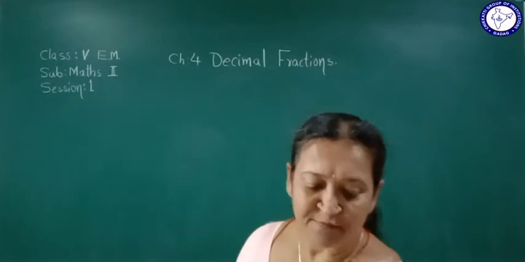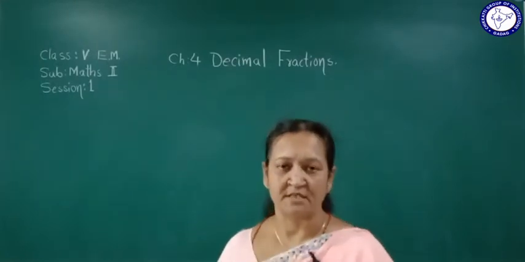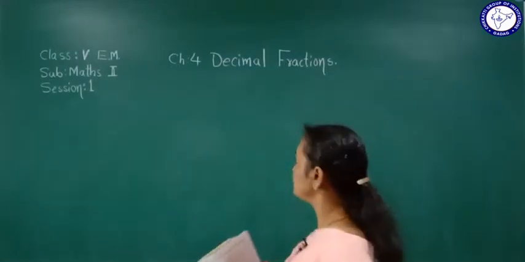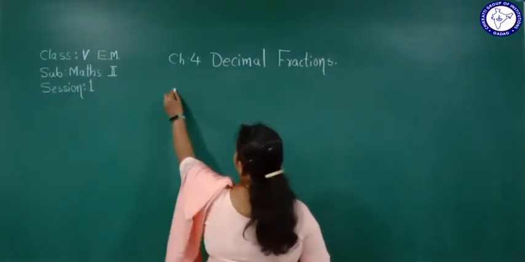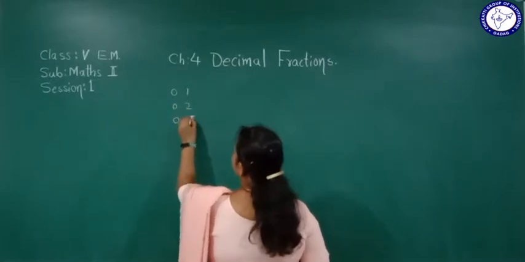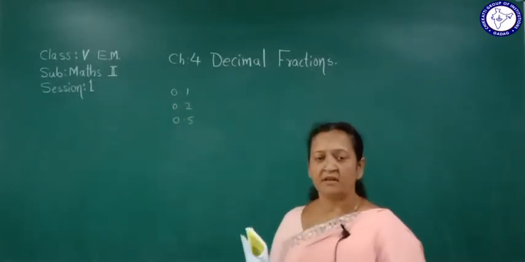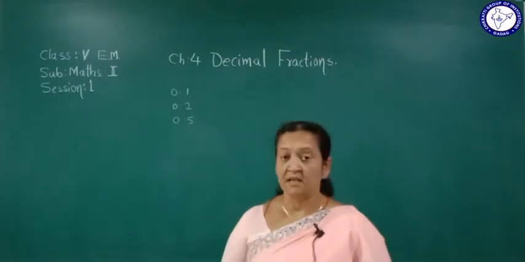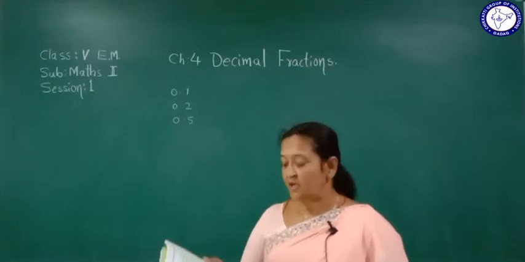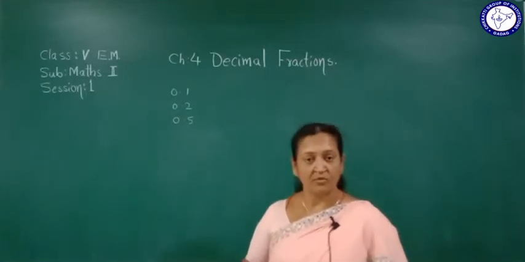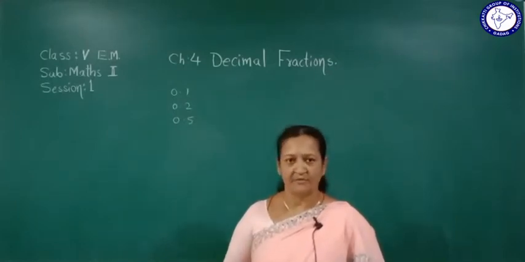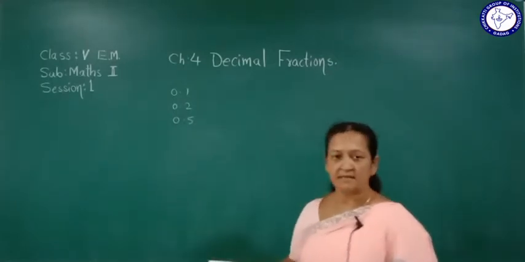Here chapter 4 is about decimal fractions. Already in our previous class we have learned about 0.1, 0.2, 0.5, such decimals. Now how these decimal fractions are used to count money, to express length, and how to cost objects, let us learn in this chapter.